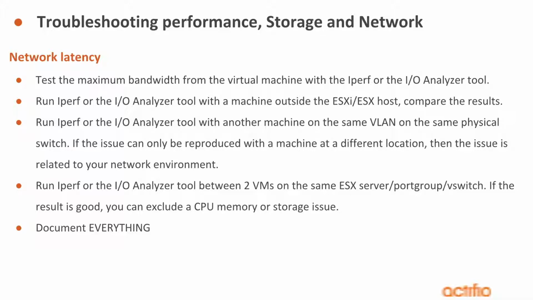You can also run iPerf or the IO analyzer tool to a machine outside the ESX host. So we've got a physical SQL box sitting next to an ESX node, and that ESX node also hosts SQL. Let's run it on both and compare the results. If they're on the same switch, same VLAN, same network, same storage, but we're seeing hugely different results between the physical host and the virtual host, then we're going to want to dive back in and take a look at that VM configuration again.